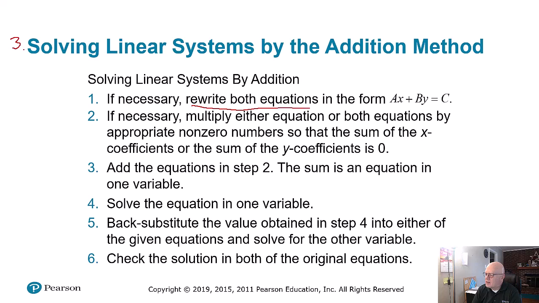So, rewrite the equations. Make sure both equations look like this. A, B, and C, as before, just represent real numbers. But notice you've got the x and the y on the same side in this order. You might as well do it the same way all the time to keep from getting confused. Something x plus something y equals some number on the other side.